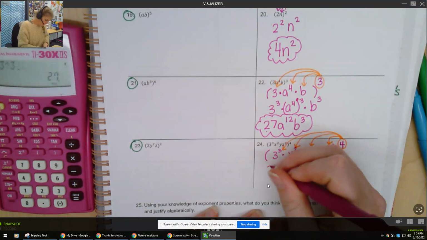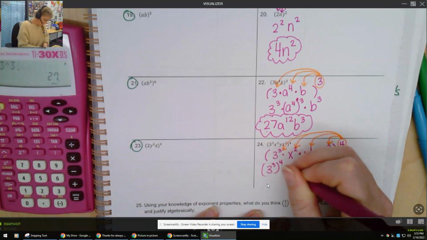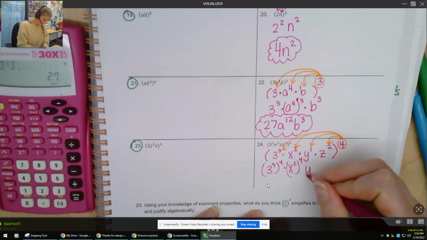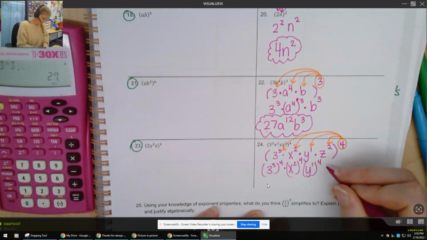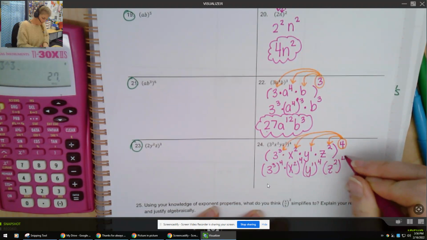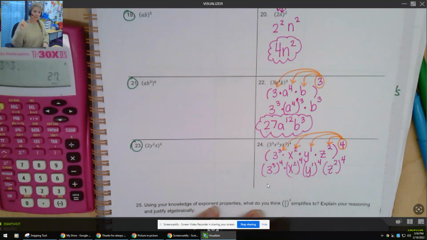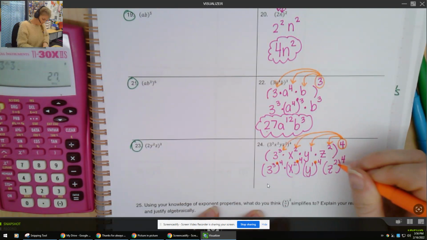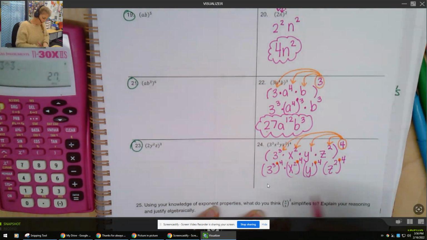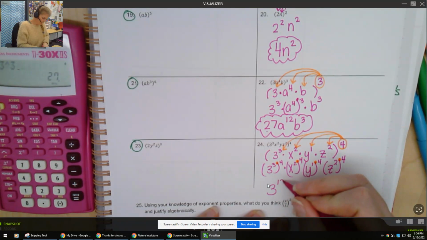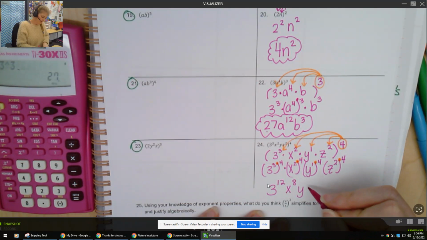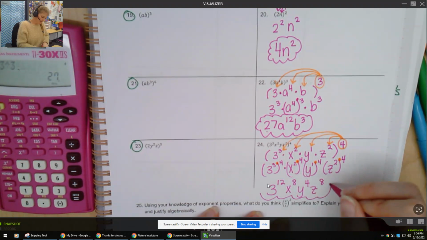This rule only applies if everything on the inside is being multiplied. So from here, we get (3^3)^4, (x^2)^4, (y^1)^4, (z^2)^4. So now we're going to use our power of a power rule. Parentheses mean we multiply. We're going to have 3 to the 12th power, x to the 8th power, y to the 4th power, and z to the 8th power. Nice job.